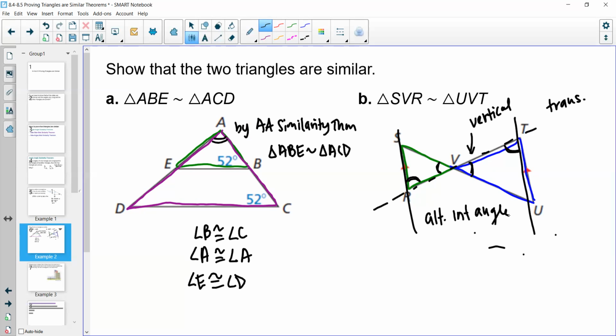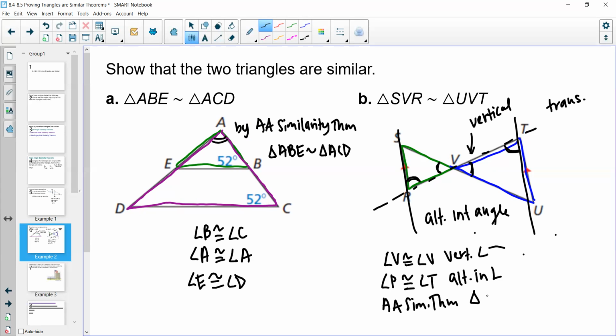And what do we know about those? Well, they're the same. So we've proven that angle V is the same as angle V because they are vertical angles. We've proven that angle P is the same as angle T because they are alternate interior angles. Therefore, by the angle-angle similarity theorem, we know that those two triangles, SVR, is similar to triangle UVT. Bam, isn't that awesome? Okay, so let's kind of move on.